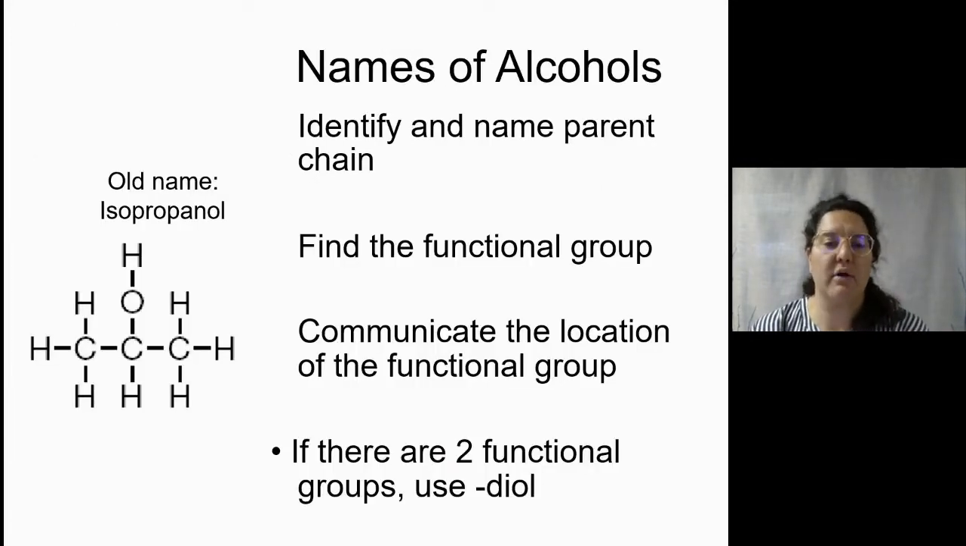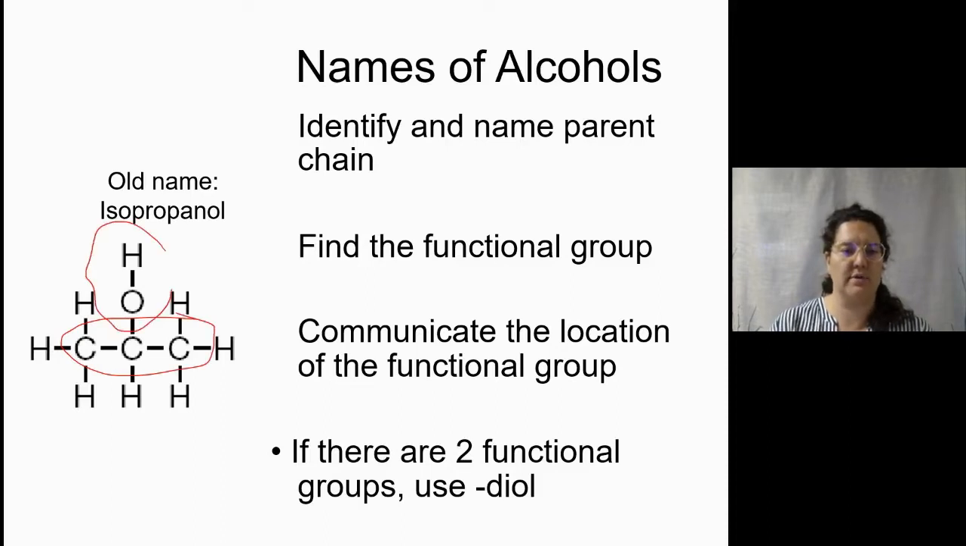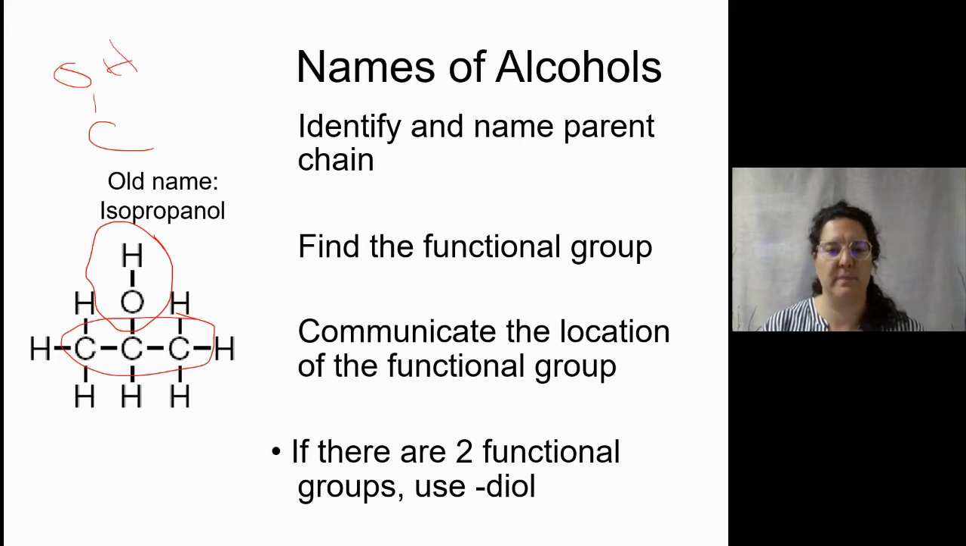So when we're naming alcohols, we want to identify the name of the parent chain. And we're going to do this the same way we did before, find our longest chain of carbons. In this case, it is 3. We're going to find the functional group, our hydroxyl, and sometimes you'll see it written as -O-H, sometimes -OH. We're going to communicate the location of the functional group, so it's on carbon 2. And if there are 2 functional groups, we want to use diol. Like if we had an OH there and then we had another one down here, but in this case, it's just 1.